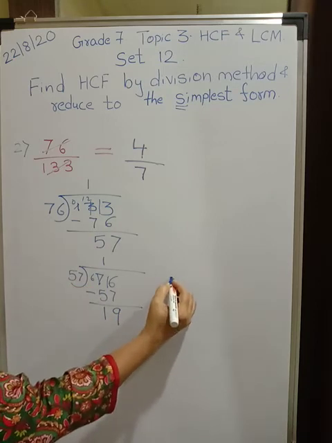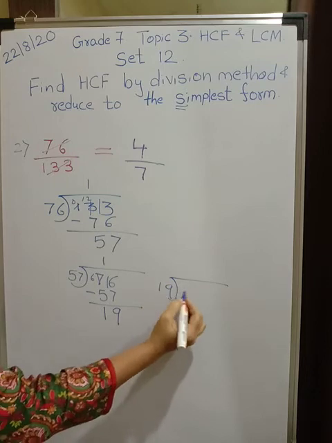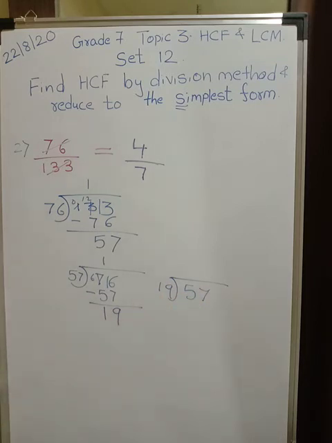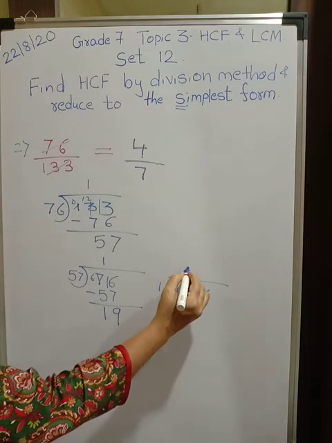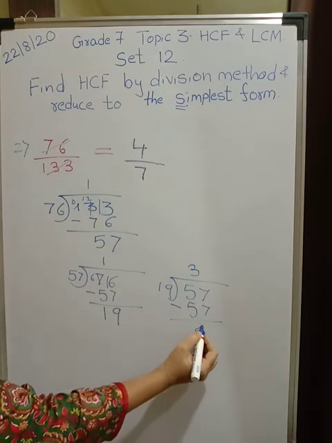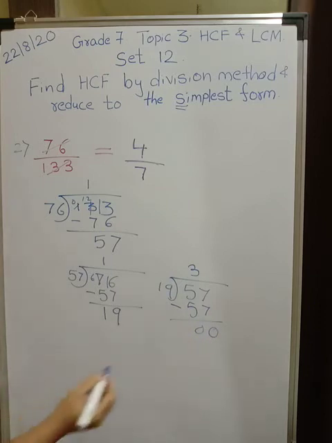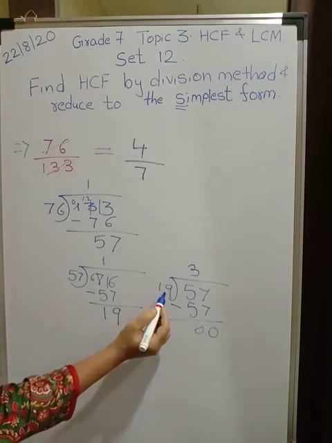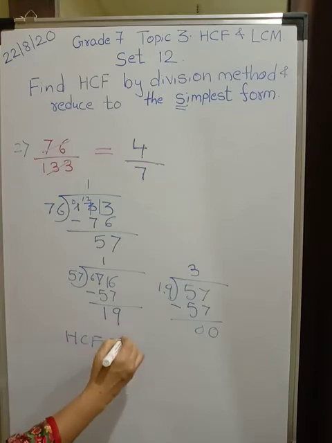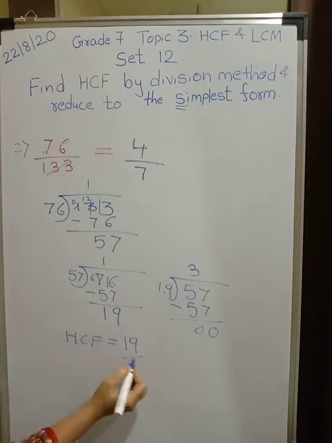Now you have 19 and this is 57. We know in 19's table 57 is there. So 3's are 57. We got remainder 0. So our divisor will be HCF. So what is HCF? HCF will be equal to 19. Got it?